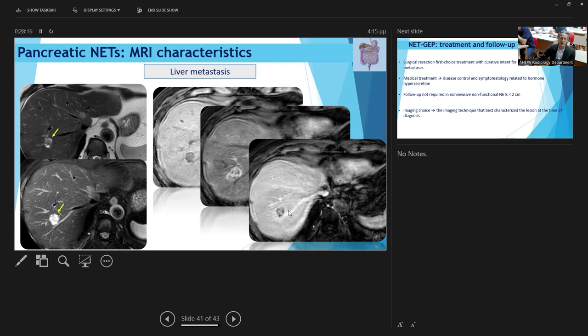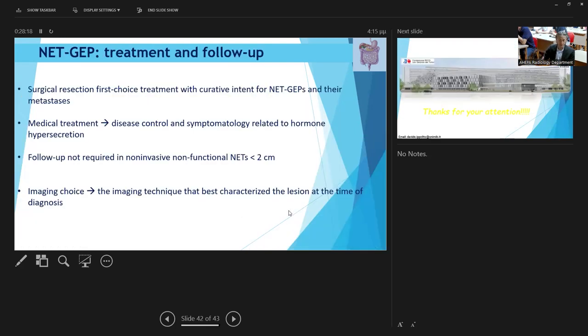Well, this patient must be followed. The best treatment for this patient is the surgical resection. But again, now we have some drugs to treat those patients, especially the medical treatment is really focused on controlling the symptoms related to the secretion of the hormone. And for this reason, the patient deserves several follow-ups.